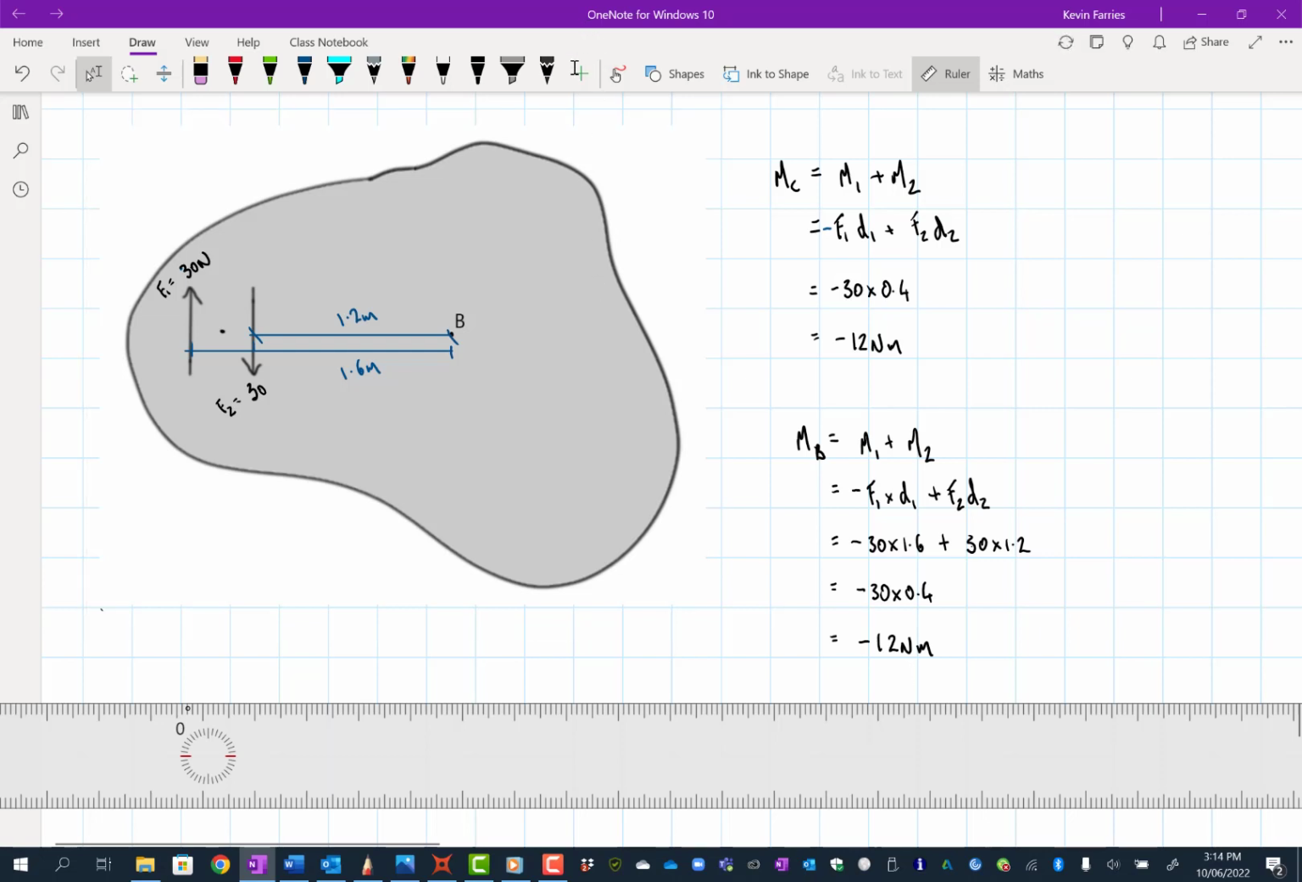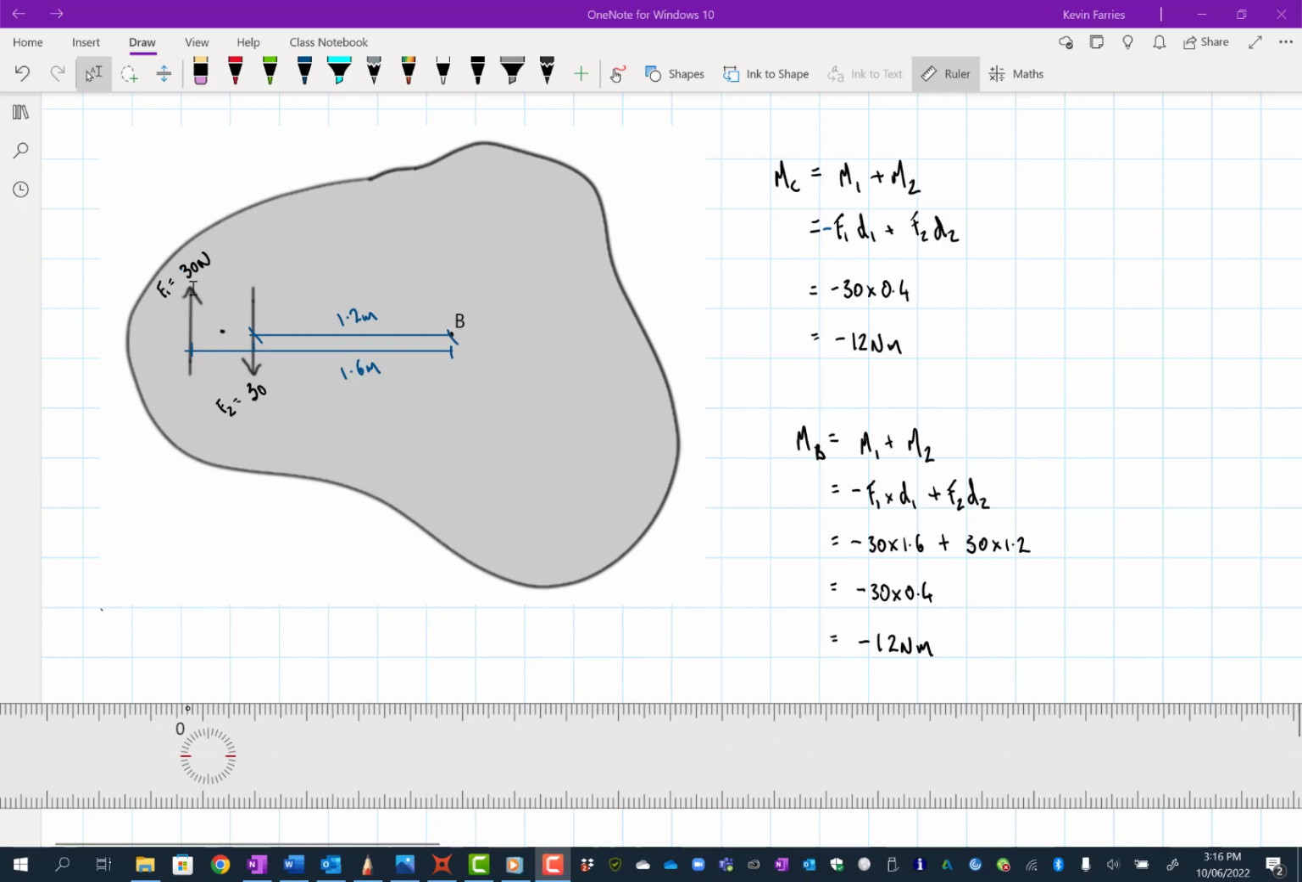Let's just do one more. So what we've seen here is that no matter which point you take within this shape, or within this body, for a moment applied in this position, you always get the same result. It's always the case that the moment's minus 12 Newton meters.